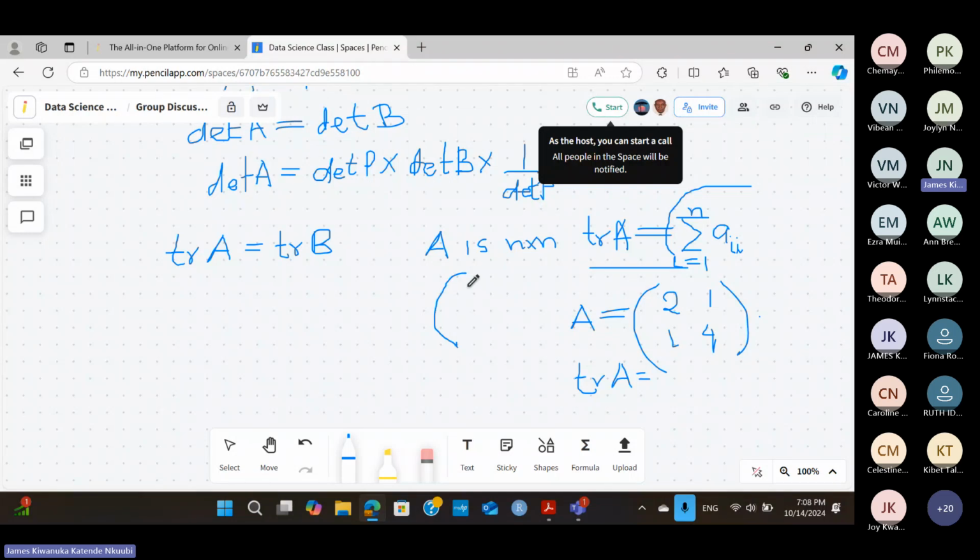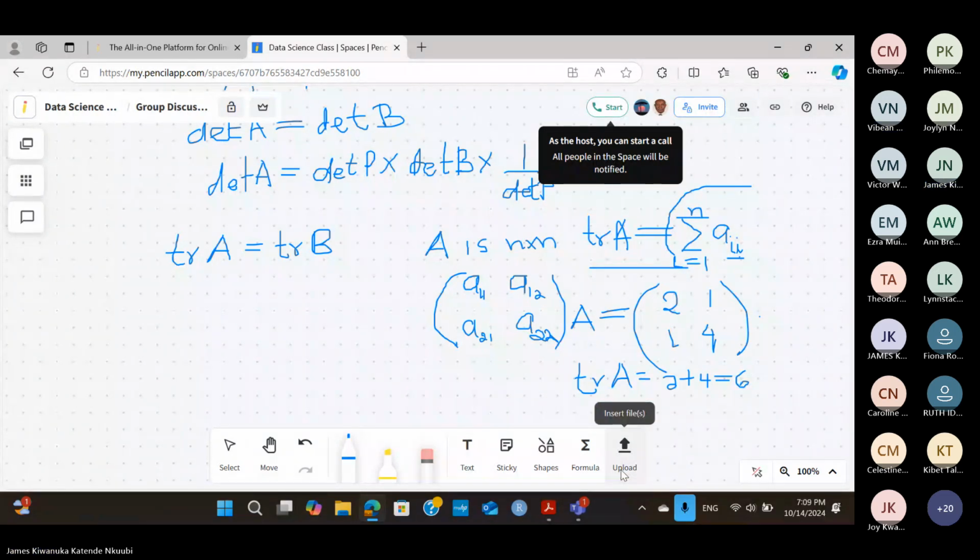If I write it out like this, the first entry is a11, a12, a21, a22. So you notice this sum for the trace simply picks the entries which have the same index for the row and column, that is, the entries in the leading diagonal. So in this case, the trace of A will be 2 plus 4, which is 6. So this works for any square matrix. You simply add the elements in the leading diagonal, and that gives you the trace of the matrix.